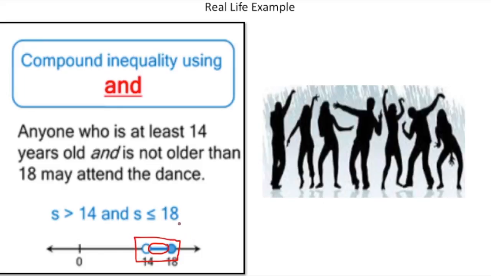Hopefully you have a better understanding of what exactly a compound inequality is. There are two types: the and type, and the or type.